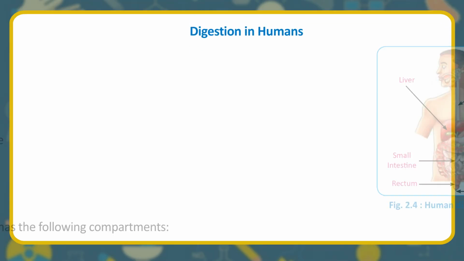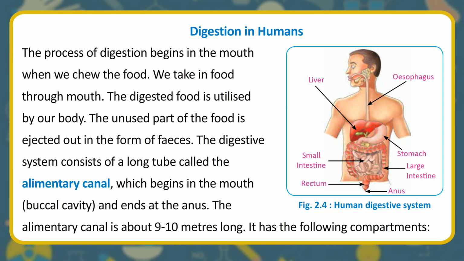Digestion in humans. The process of digestion begins in the mouth when we chew the food. We take in food through the mouth. The digested food is utilized by our body. The unused part of the food is ejected out in the form of feces.